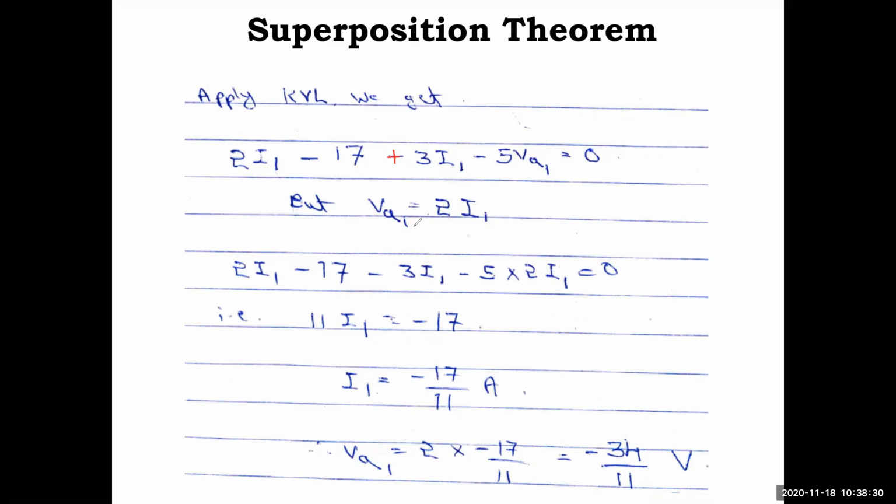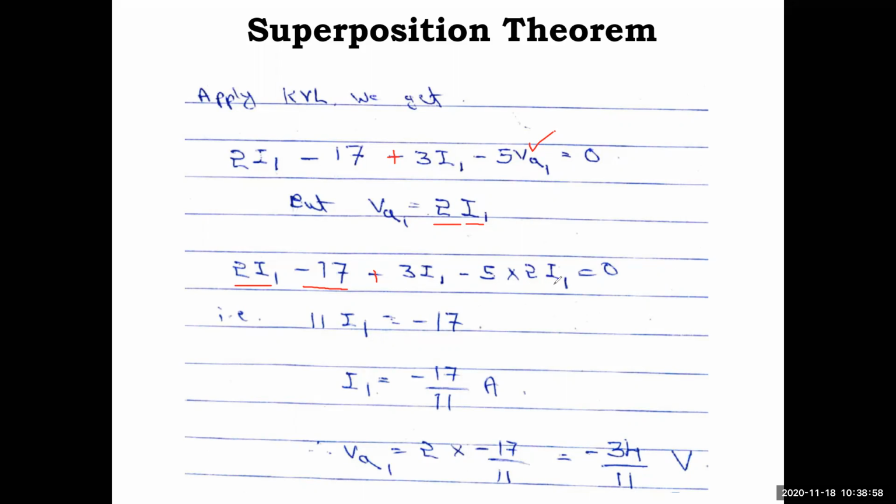Fine. So now what is va1? As I told you, that is the voltage drop across the 2 ohm resistor. So Ohm's law, I into R. So I is i1 here and R is 2, so that's why 2i1. So wherever you have va1, substitute 2i1. So this is 2i1 already, so minus 17, and this is plus 3i1. Okay, and this is minus 5 into 2i1 is equal to 0.